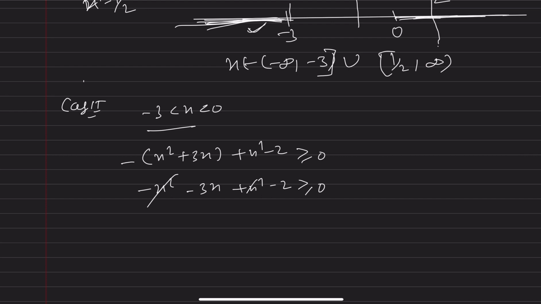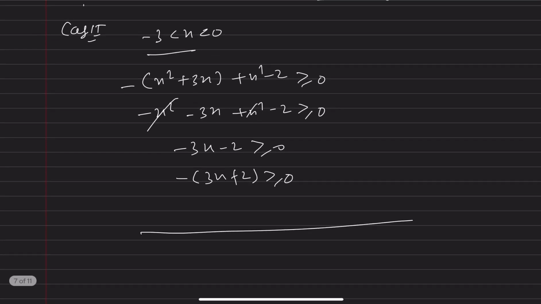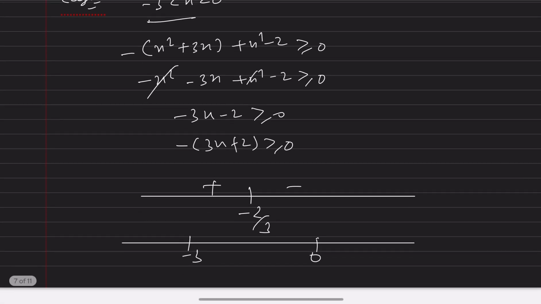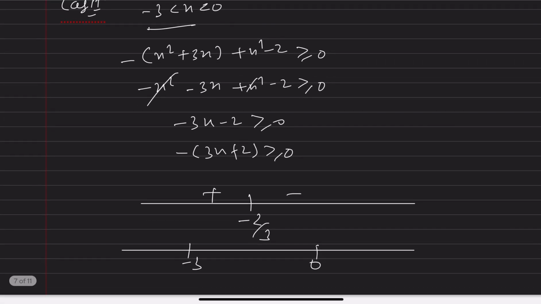Now cancel. So we have minus 3x minus 2 greater than or equal to 0. Take 3x plus 2 greater than 0. So here I can draw the number line. Here we have minus 2 by 3, so negative and positive. And here according to this we have minus 3 and 0. So we have to take only the common values.